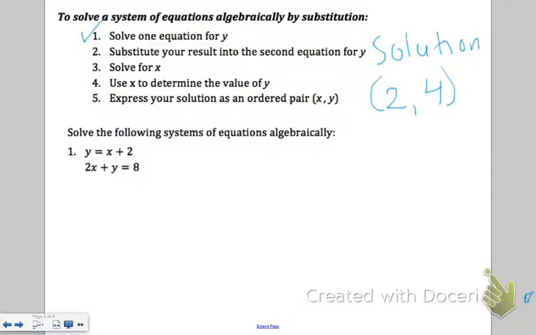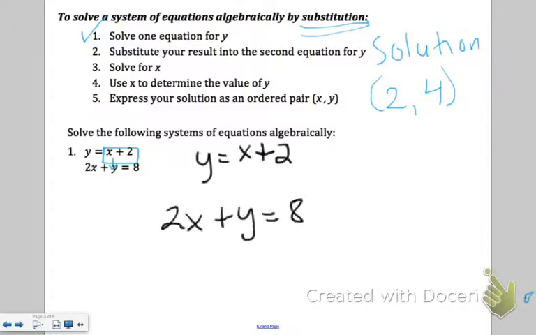Step 2 is to substitute your result into the second equation for y. So since y is equal to x plus 2, we're going to take x plus 2 and replace it with the y in the second equation. When we're replacing it, what we're doing is using substitution. So let me write it out so it's a little bit bigger. So again, what we're going to do is take x plus 2, which is what y is equal to, and substitute it for the y in the second equation. So we're going to replace y with x plus 2. And we're going to get something that looks like this.